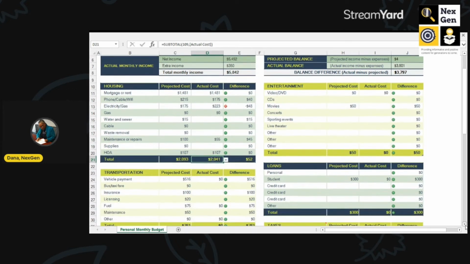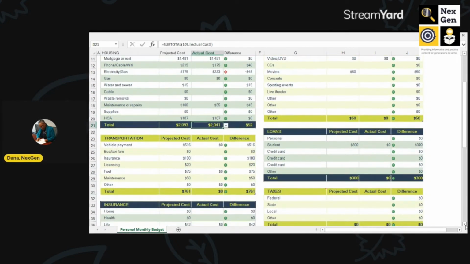All right, let's move down to transportation. In transportation, her car note is the same. No adjustment there. Her fuel, instead of paying $75, she didn't do a whole lot of traveling, so it's 33 here. As you can see, she has a surplus of $42.